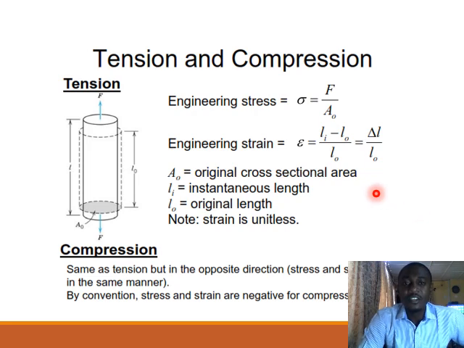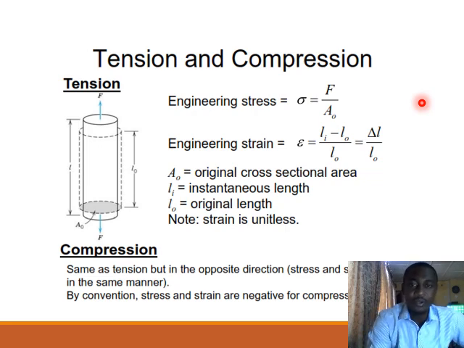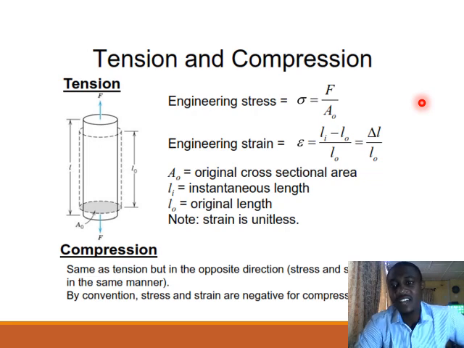So in understanding the effect of tension and compressive load on a material, you are going to have two quantities to understand, which are the engineering stress and engineering strain. The engineering stress resulting from application of either a tension or a compressive load is force divided by the original cross-sectional area of the material. For both tension and compressive load, this is the mathematical relation that defines the engineering stress. While the engineering strain is the change in the length divided by the original length of the material.